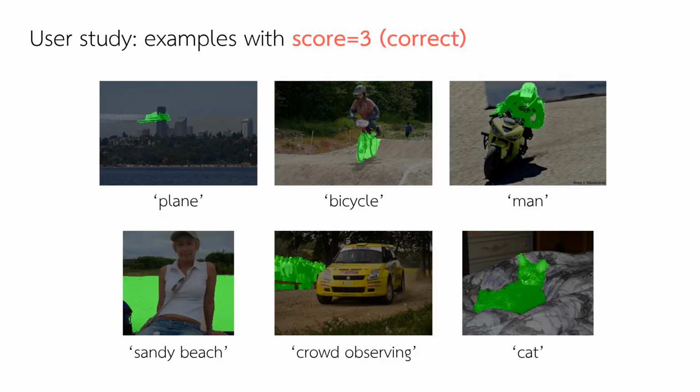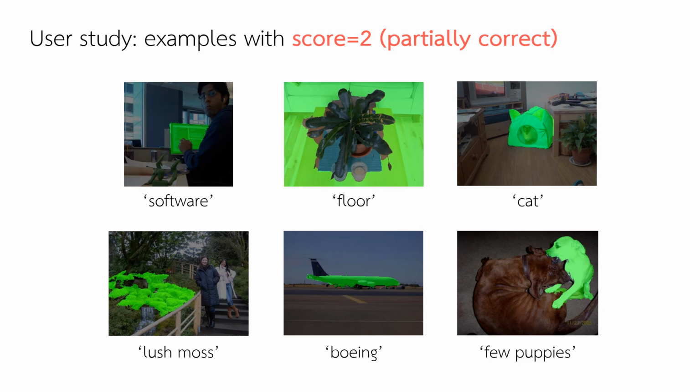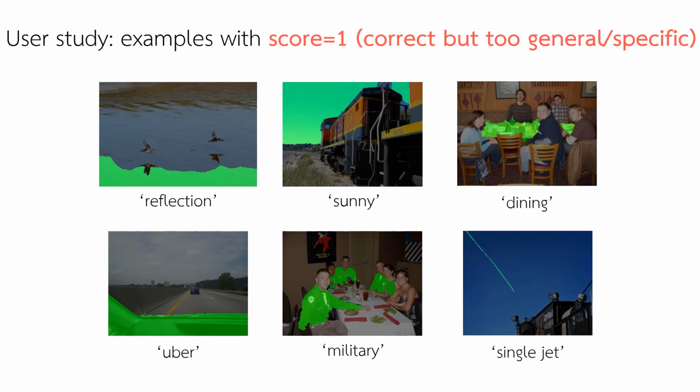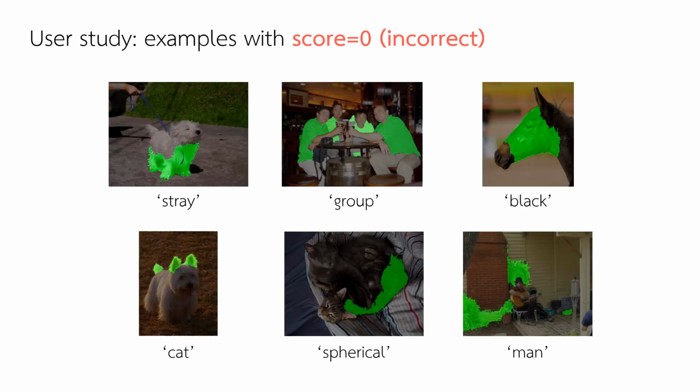Our score 3 labels accurately represent their segments, and they can be descriptive, such as sandy beach and crowd observing, unlike traditional labels. Score 2 labels are partially correct. They may fail to describe the whole segment. Score 1 labels are somewhat related to their segments. 0 rated labels are incorrect.